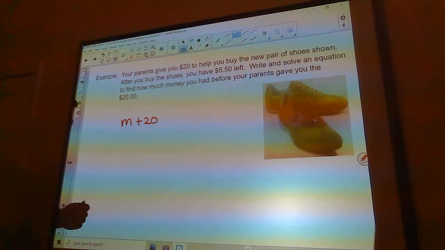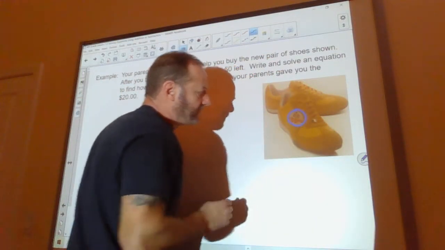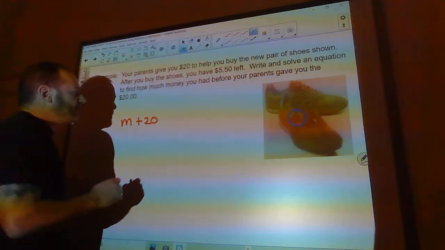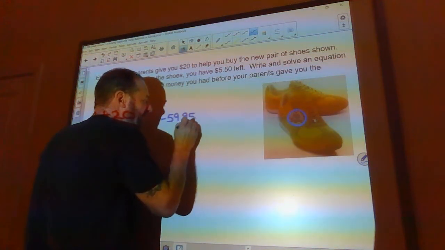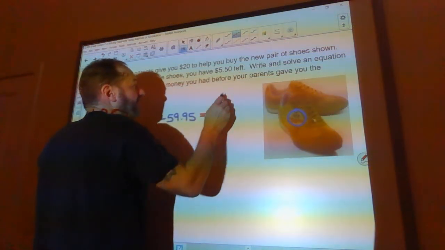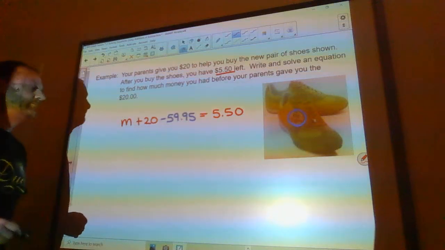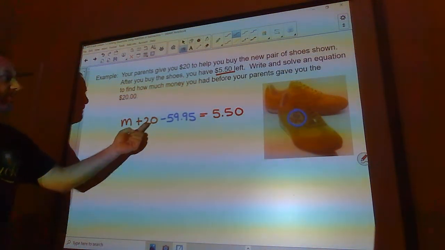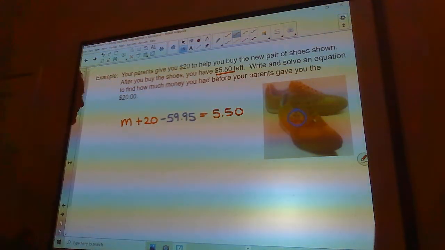Now, you spent some of that money on shoes. So there's the price of the shoes. It's hard to read on there, it says $59.95. So we're going to subtract $59.95, and then you have $5.50 left over. So I had a certain amount of money, I added 20 bucks from my parents, I spent $59.95, and I have $5.50 left over.